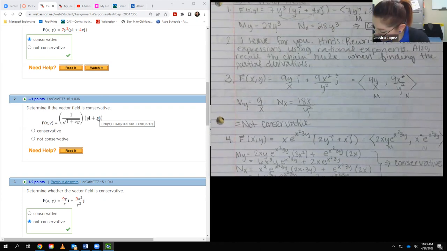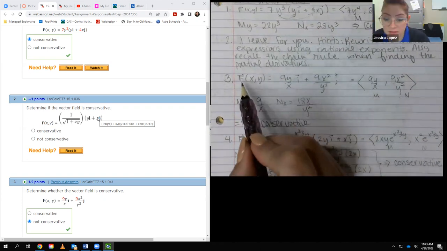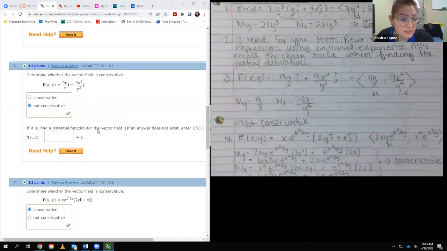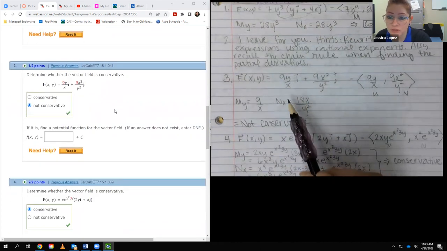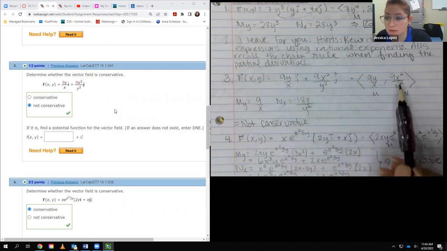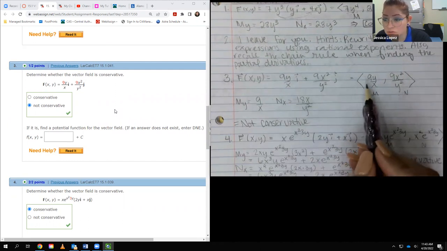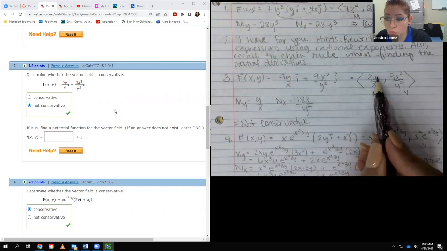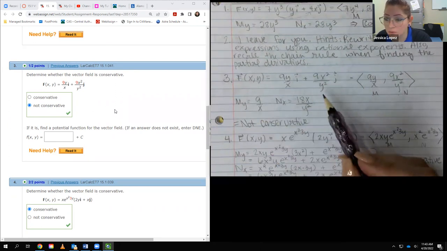Now, let's see here, we have another vector field and it says determine whether this one is conservative. So again, I wrote them in their component form so it can help me single out M and N. And so I took the derivative of M with respect to y. So 9/x is like the coefficient.